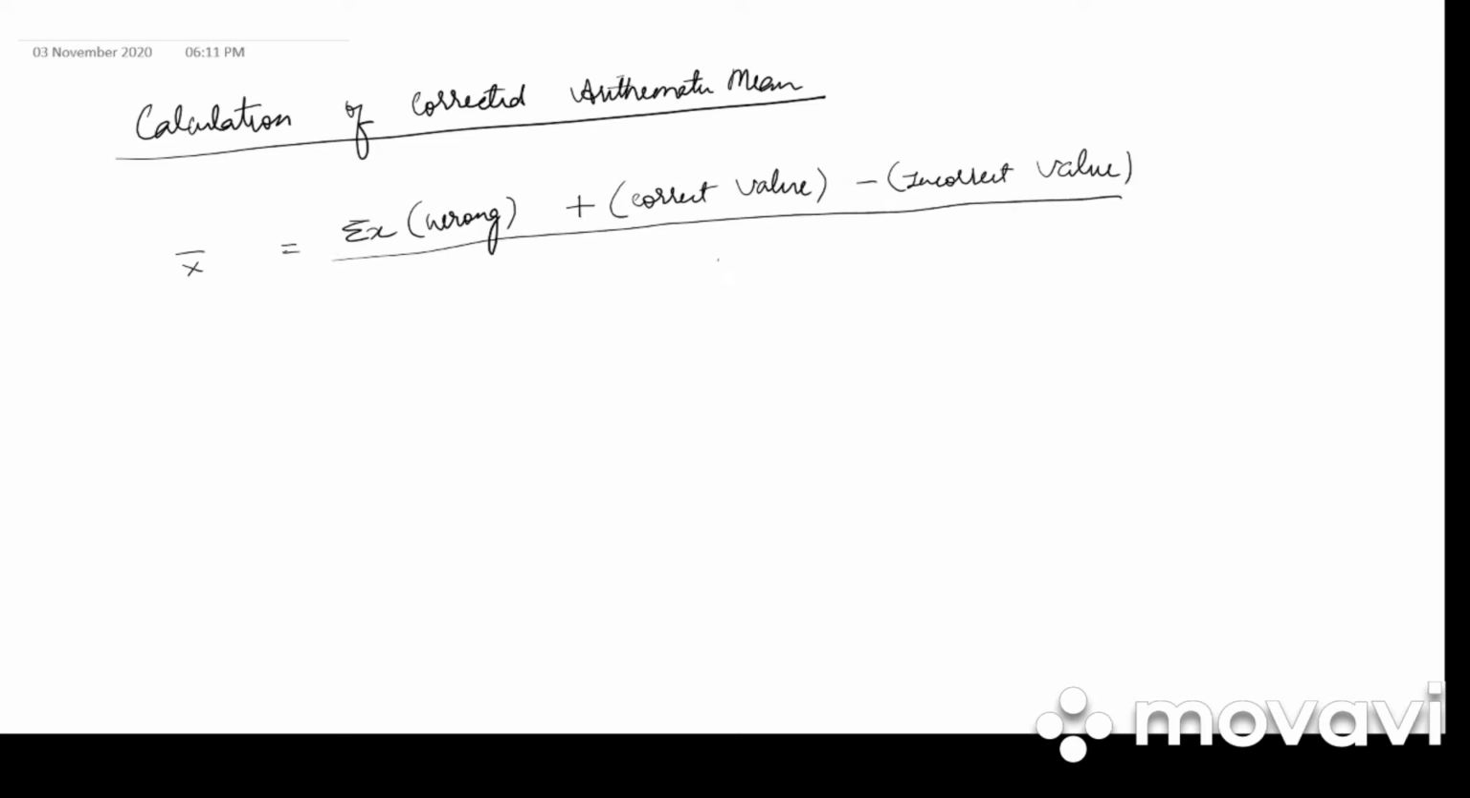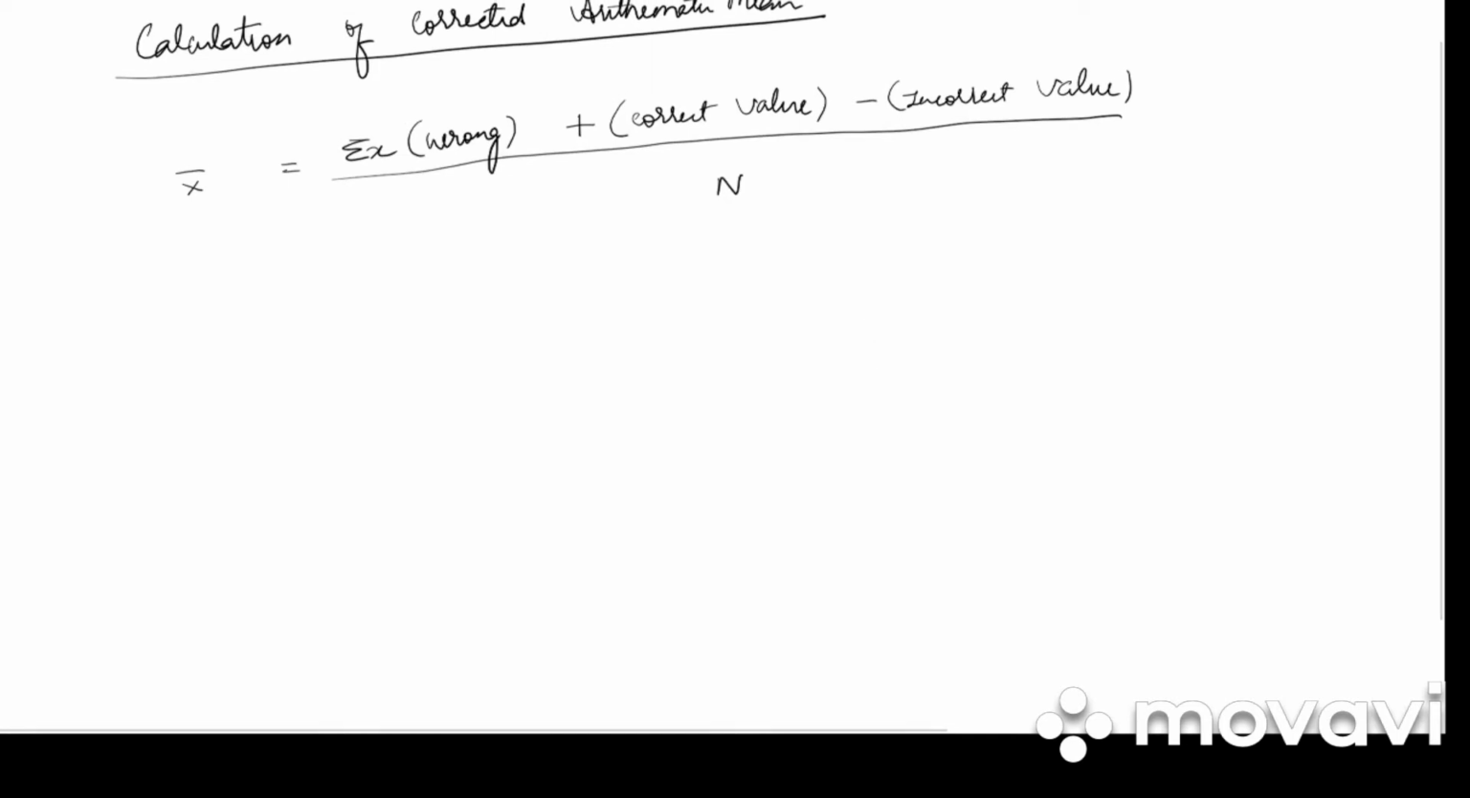So the next topic is, write down, calculation of corrected arithmetic mean. So we have a separate formula for this. Write down x bar is equal to summation x wrong value plus correct value minus incorrect value divided by n. So take down this formula.